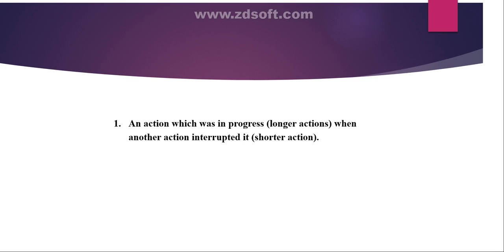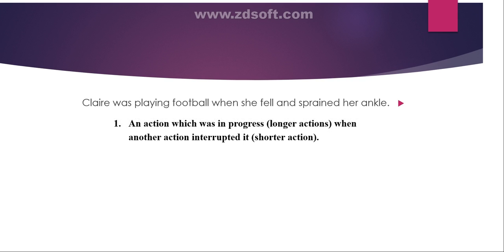So, actions which were in progress when another action interrupted them. Clara was playing football when she fell and sprained her ankle. Please study this example with me. In the first part, this is a long action, okay? And this was the interruption. So in this case, we use past simple with past continuous.